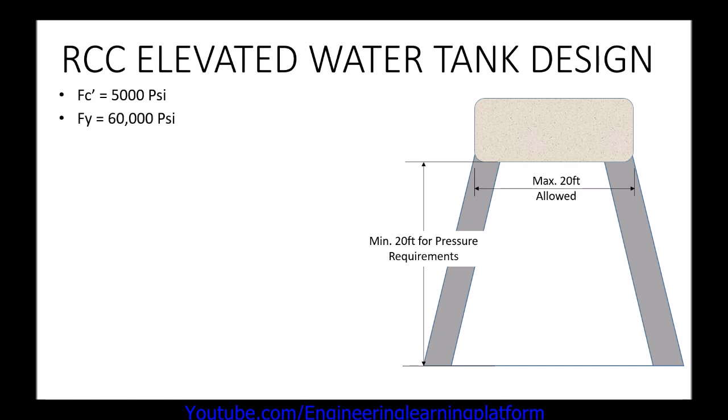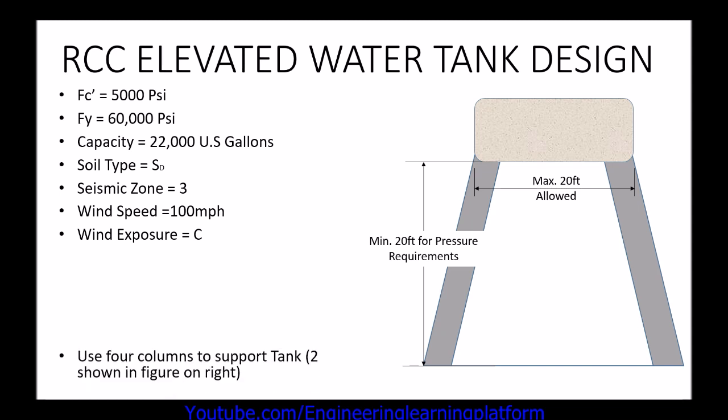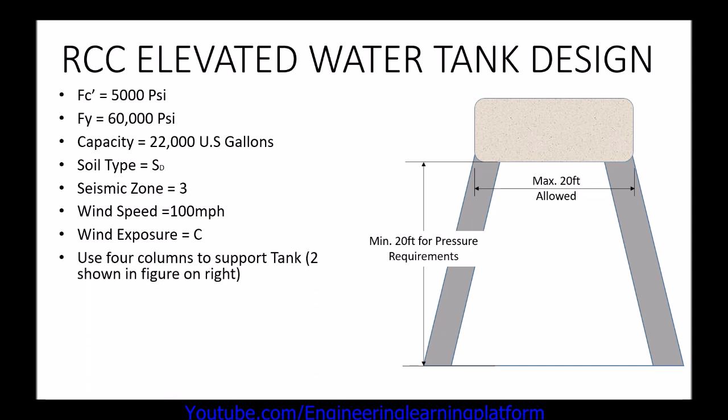The material properties to be used are shown. The capacity is to be 22,000 gallons. The soil type is SD, seismic zone 3. Wind speed is 100 miles per hour. Wind exposure type C. We have to use 4 columns. Two of them are shown on the figure.